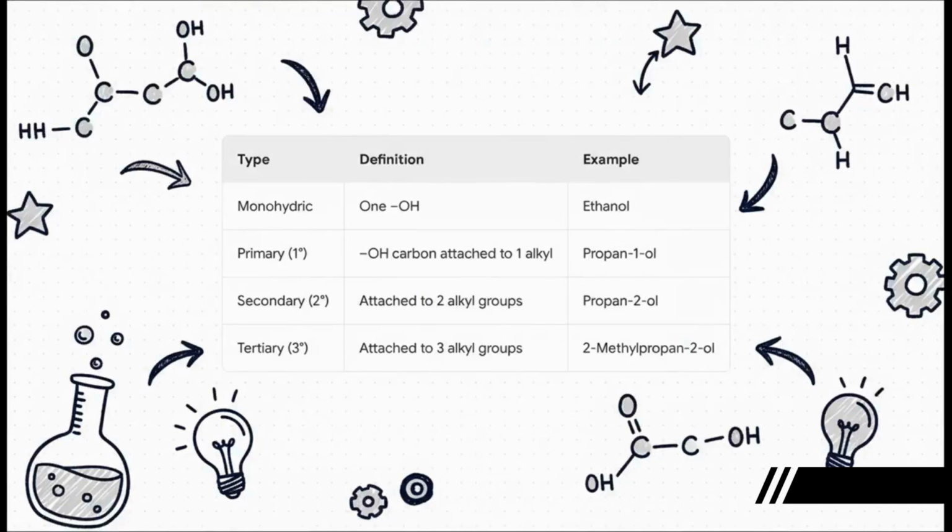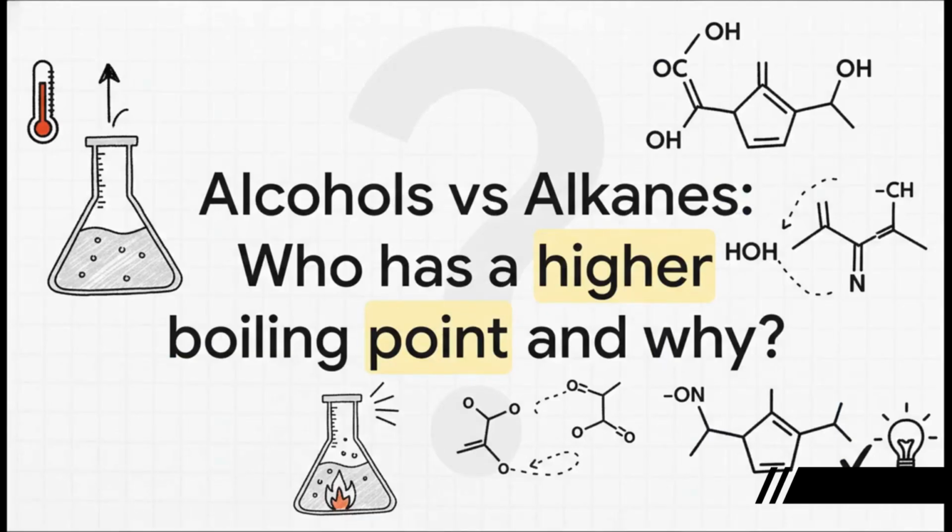Before we wrap up, let's do a quick rapid-fire revision. This slide right here is your ultimate summary. Go ahead, take a screenshot of this right now. It's perfect for that last-minute revision. Let's go. Monohydric, 1 OH. Primary, the OH carbon is attached to 1 other carbon. Secondary, OH carbon attached to 2 other carbons. And tertiary, OH carbon attached to 3 other carbons. And the boiling point trend? Primary is greater than secondary is greater than tertiary. Got it? Awesome. So you've totally cracked the basics of alcohol classification and their boiling points.